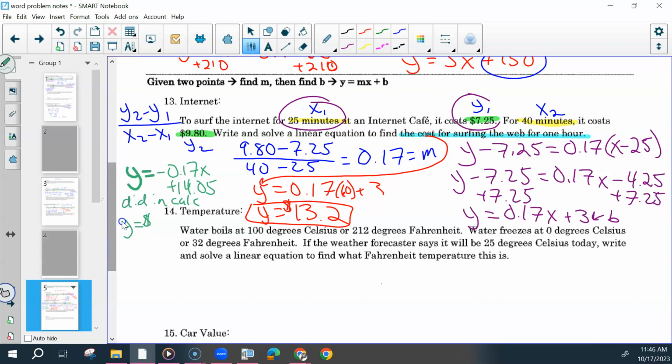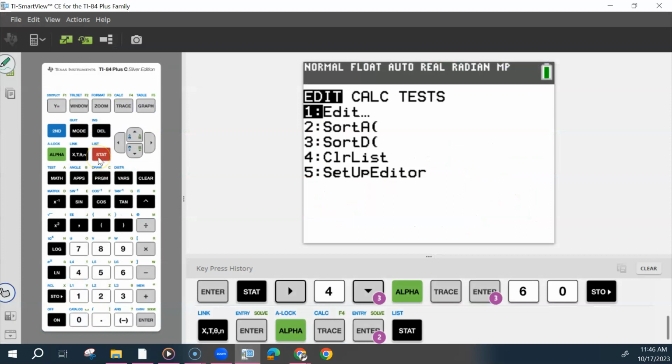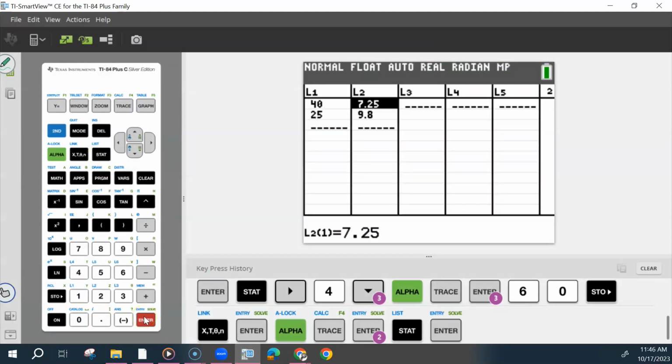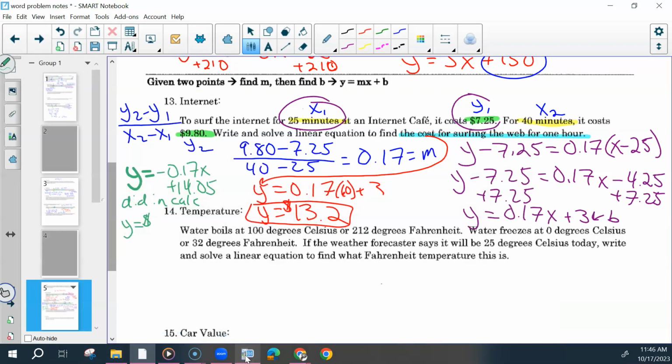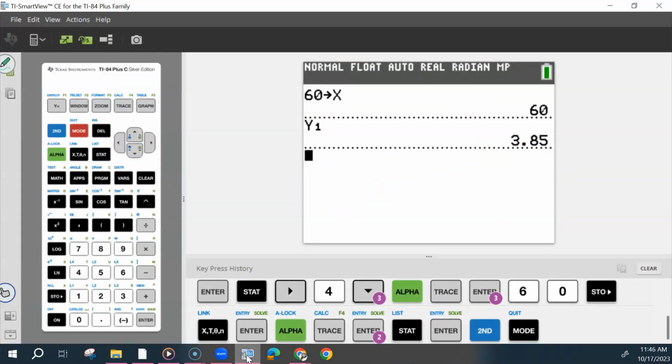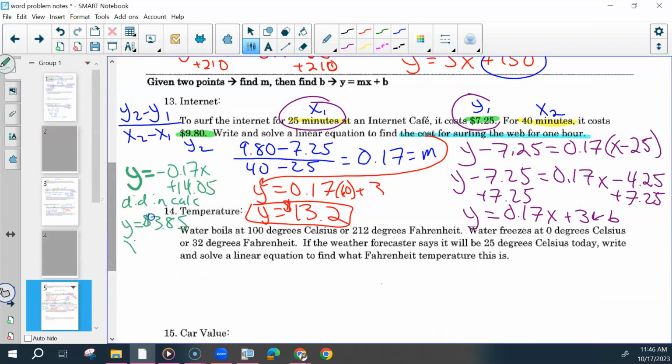Actually, it should have been something after n was wrong. That's why. I flipped my things. Because it should have been 40 and 9.8 and 25 and 7.25. I'm going to put this, but then we're going to redo this calculator process so you can actually see the correct way to do it. This would be the work to show if you did it in the calculator, just writing that you stored 60 for x. So you could do all of that in your calculator, or you could do it all by hand.